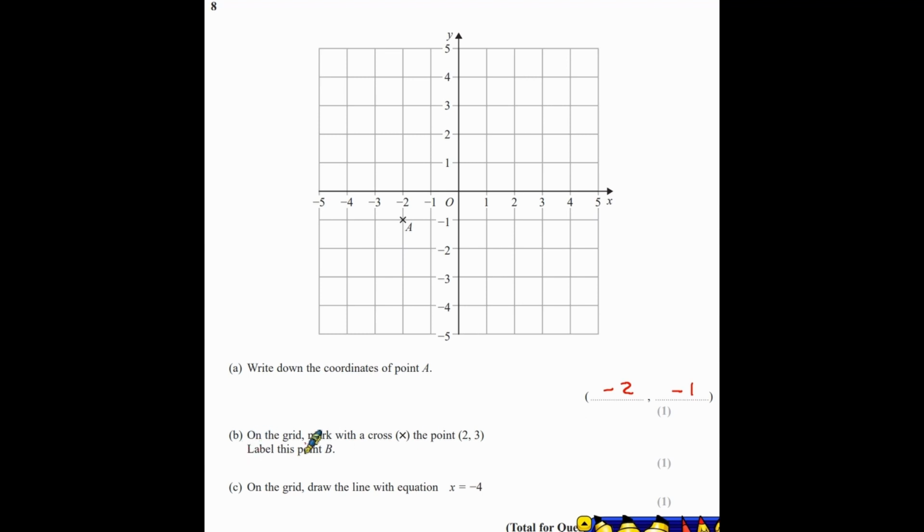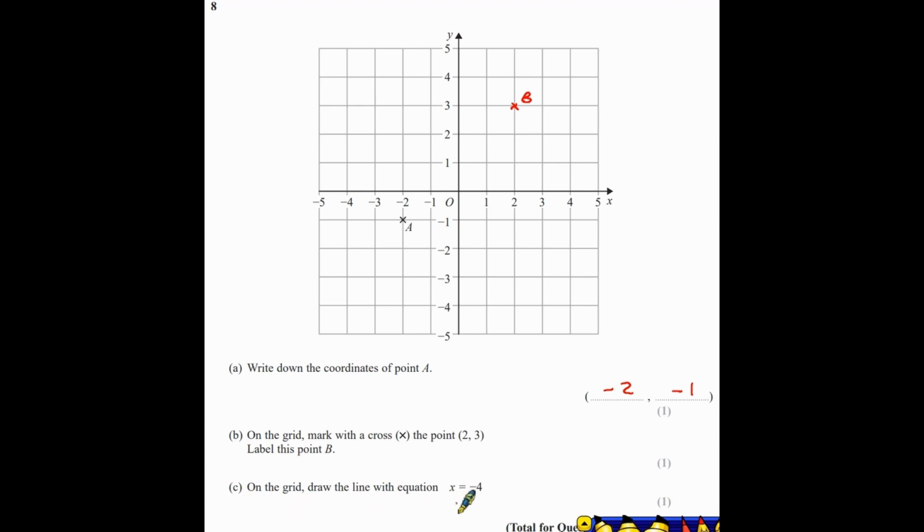We're then asked to mark on the grid with another cross the point (2, 3). So again, x first, we go to 2, and then y, we move up to 3, and we put our x on (2, 3), and it tells us to label that point B.